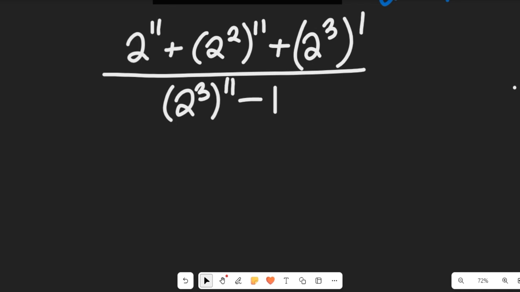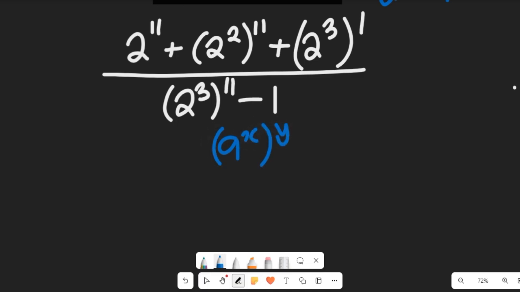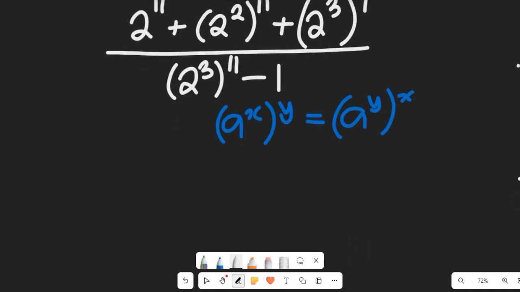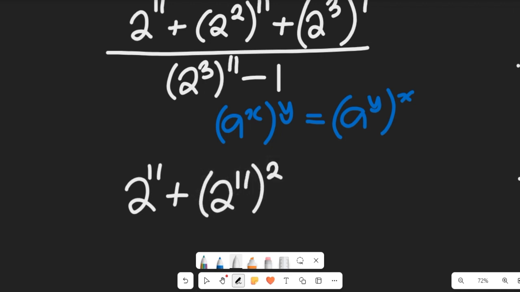In the next step, we're going to simplify. Remember, according to the law of indices, if I have a to the power of x multiplying the power of y, I can simply turn this to become a to the power of y multiplying the power of x, right? So if I do that, this expression will now give me 2 to the power of 11 plus 2 to the power of 11 multiplying 2 plus 2 to the power of 11 multiplying 3, right?